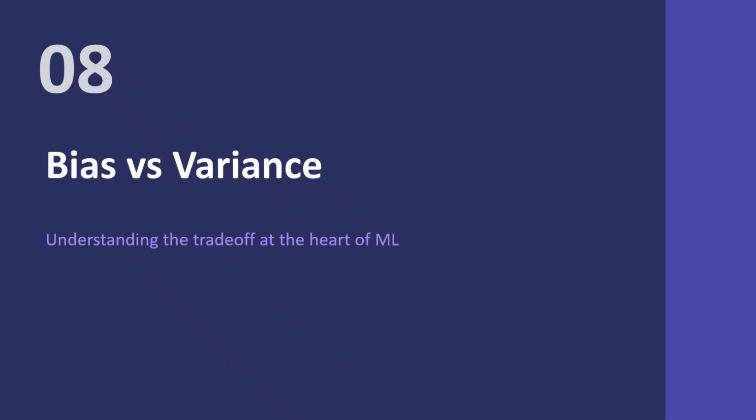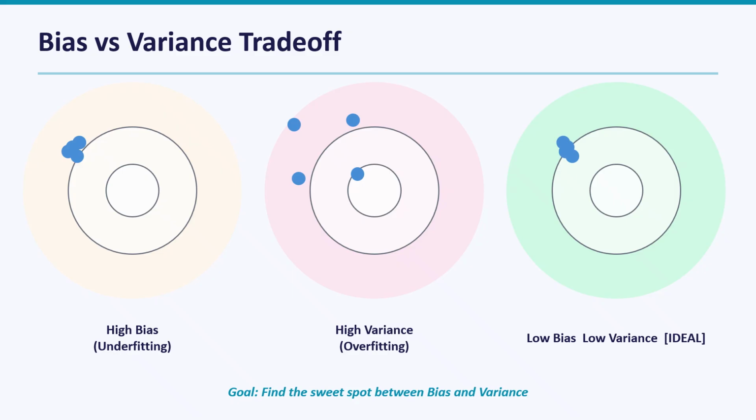Closely related to overfitting and underfitting is one of the most talked about concepts in ML theory. Section 8, the bias variance trade-off. Let's use a dartboard analogy to make this crystal clear. High bias means your model consistently misses the target in the same direction every time, like all your darts landing in the bottom left corner. The model has wrong assumptions and is underfitting.